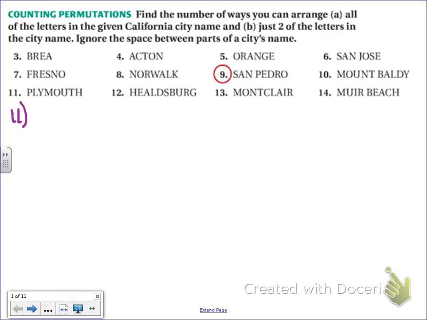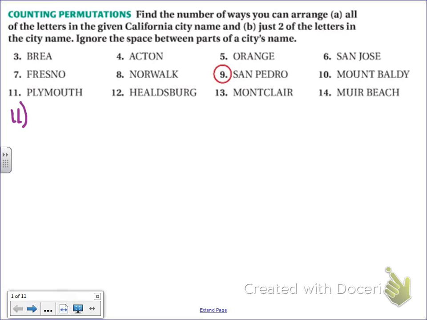And so in the instructions here, we need to find the permutations, and there are two different ways you could find permutations. There's permutations if you want to use every option that's available. Like in Part A, it wants us to use all the letters in a given California city name, which for number 11 is Plymouth. There are 8 letters in Plymouth, and it wants us to use all 8. How many different ways can we arrange all the letters in Plymouth?